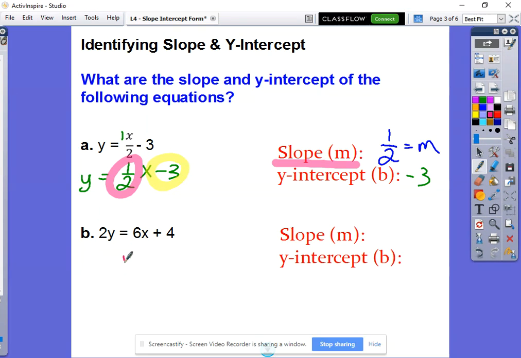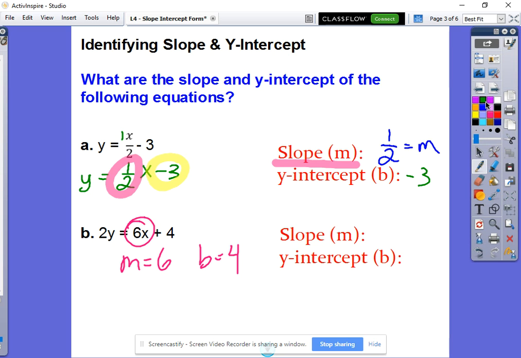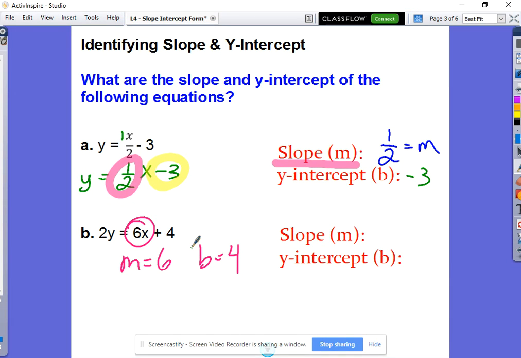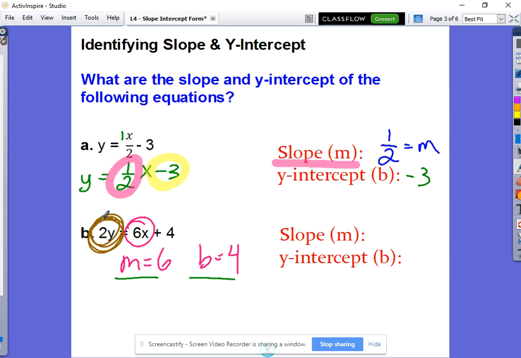If you're not careful, you're going to go ahead and say that m equals 6 because of this guy, and that b equals 4. And if you do that, you're going to be wrong. Why is m not 6 and b not 4? I just told you that the m value is what's being multiplied to x, and the b value is what's being added or subtracted. So why is this wrong? Tell your neighbor why you think that's wrong. So hopefully the reason you told your neighbor is because of this guy. Is that y alone? And in this case, it's not.